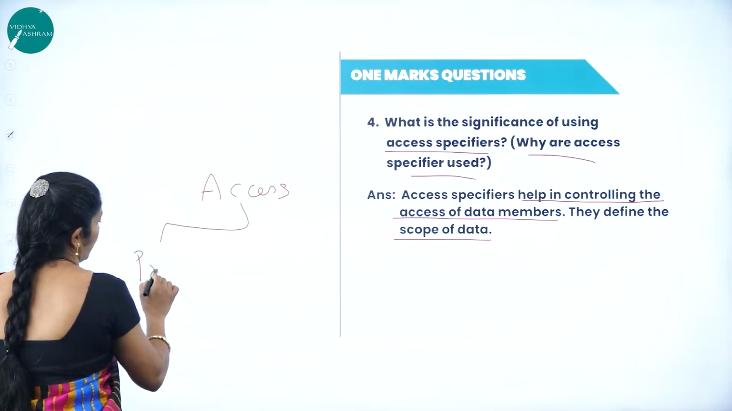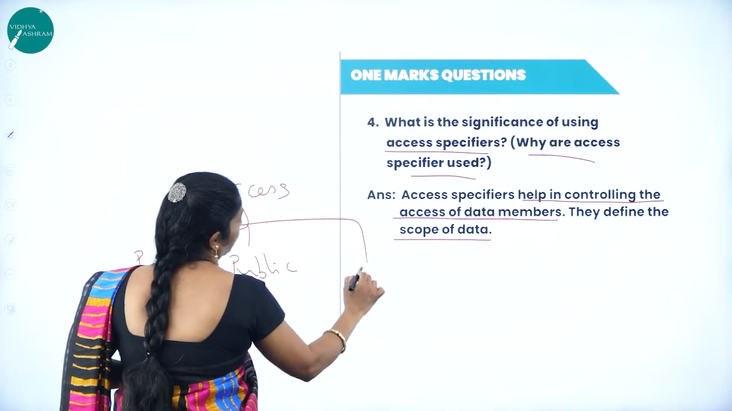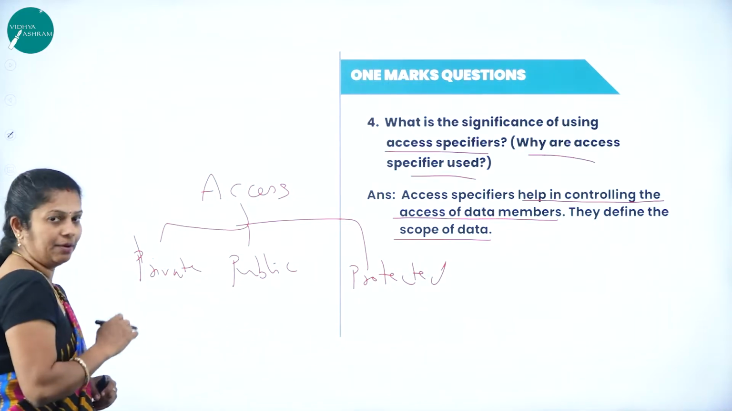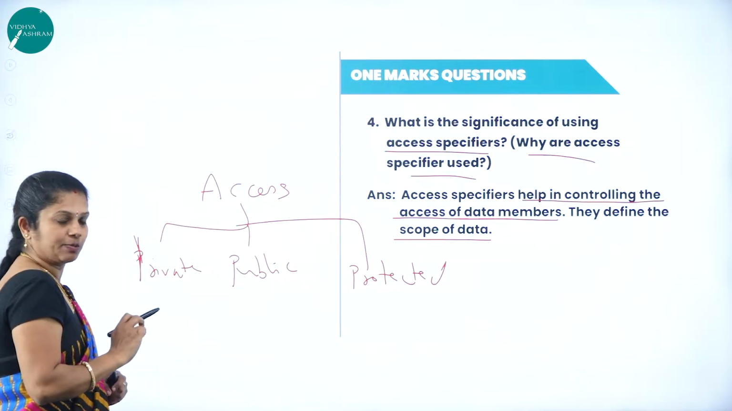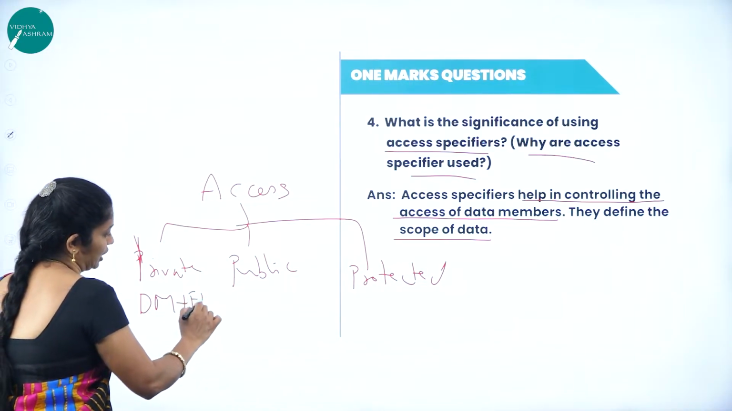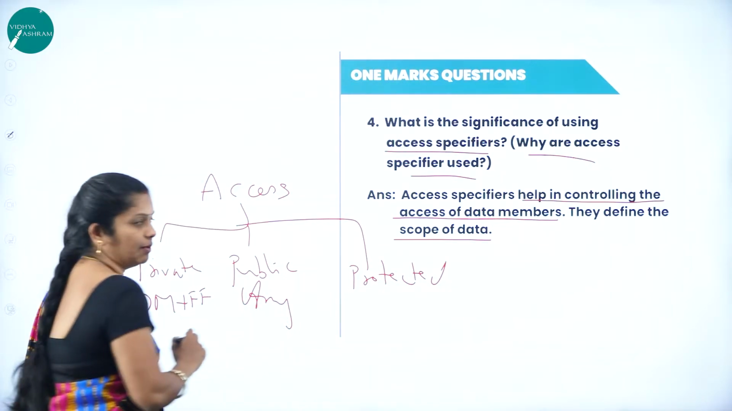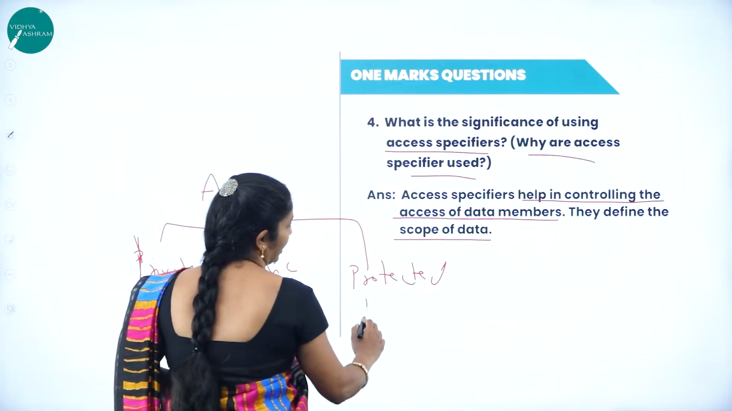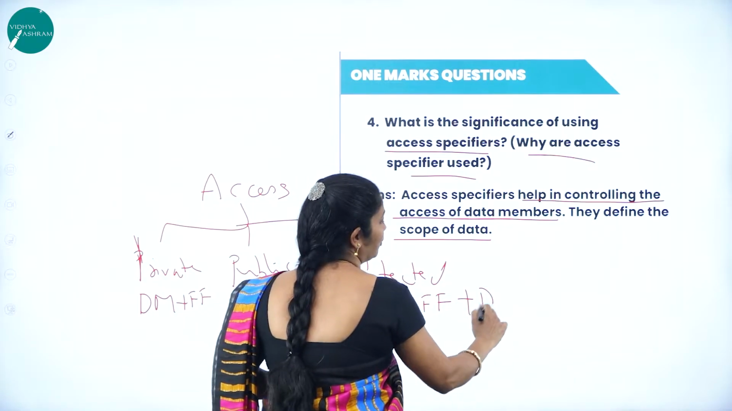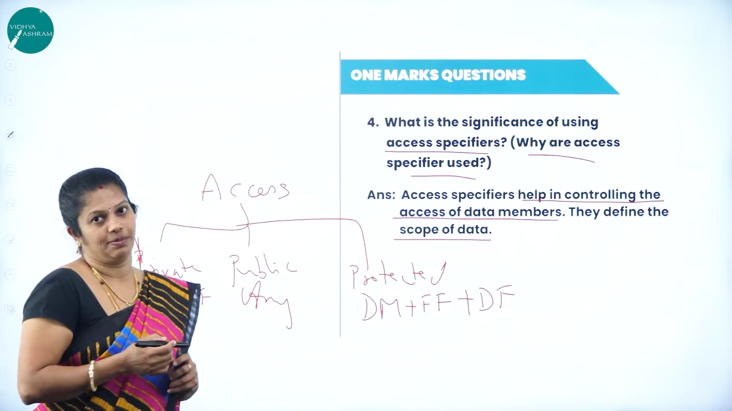When it comes to access specifiers, there are three types: one is private, one more is public, and one more is protected. In the private access specifier, only data members and friend functions can access. If it is public, then any function can access. If it is protected, then data members plus friend functions plus derived functions of that class can access here. This is regarding access specifiers.